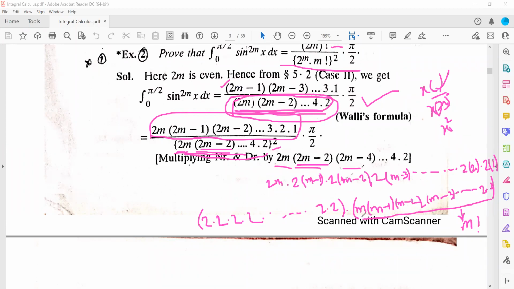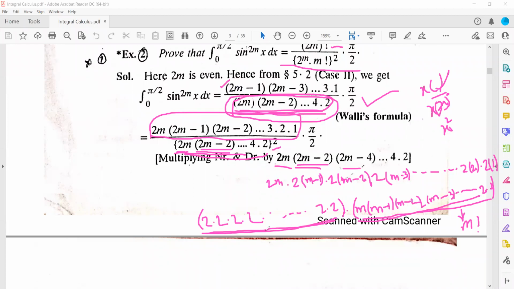So how many elements are there? m elements. Now, can you tell me how many 2's are there here? m. All of you mute, please. So there are m number of 2's here. Why? Because this 2 I have taken out from each and every element. And how many elements are you getting? m elements. So m number of 2's are here.